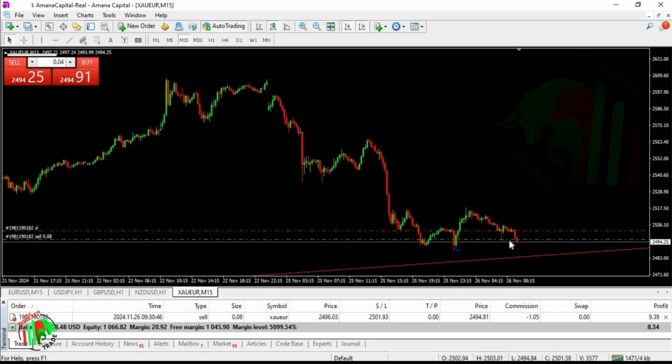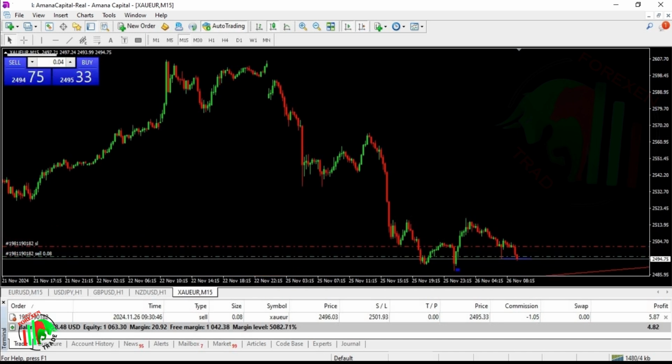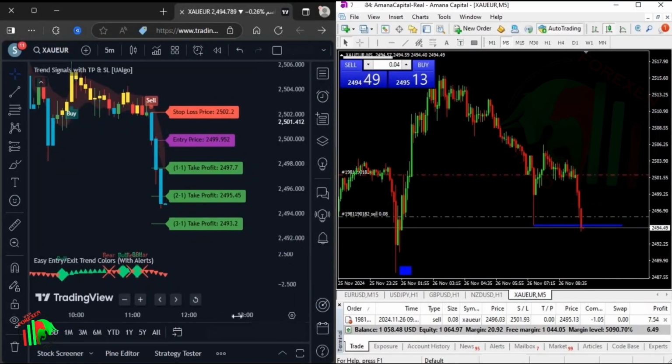On this shorter time frame, we can closely track how the price is moving and spot potential turning points or confirmations of the trend. As you can see, the price is steadily heading downward, getting closer to the trend line we drew.